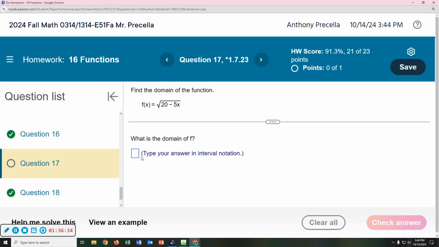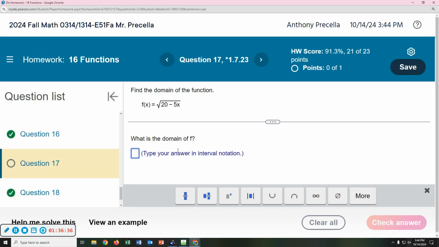Here we got to type it in. So parentheses, negative infinity, comma, 4, bracket.